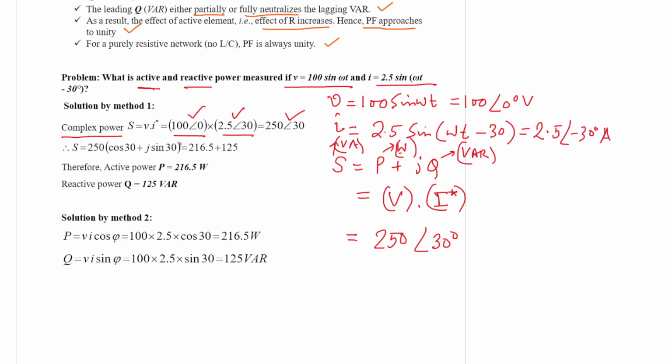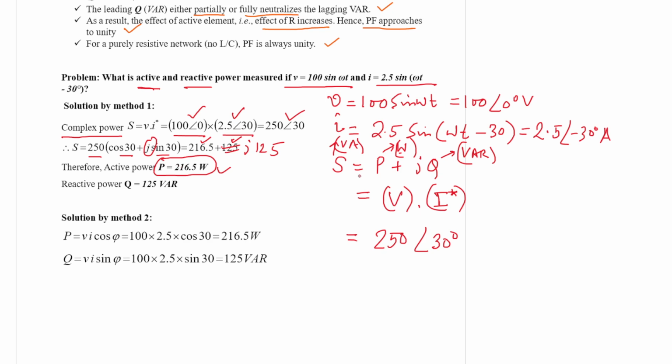Now if you break this component into cosine and sine terms, it is 250 into cos 30 plus j sine 30. So 250 cos 30 becomes 216.5, and 250 into sine 30 becomes 125. So your active power answer is 216.5 watt. The reactive part is not 125, it is j125, because we have a j here. So this is the active component, the real component.